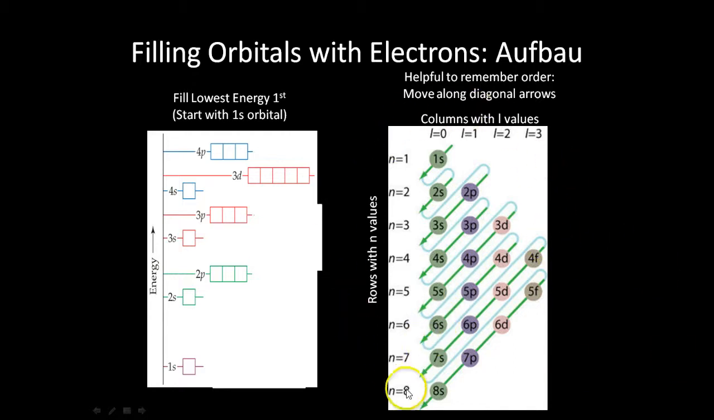So I would recommend either practicing drawing this or knowing that the 3d orbital is filled before you fill the 4p orbital, but after you fill the 4s orbital. So after 3p, you don't go to 3d, you go from 3p to 4s, then you fill the 3d, the 4p, the 5s, then you fill the 4d. So that's the order of energy for these electron orbitals.